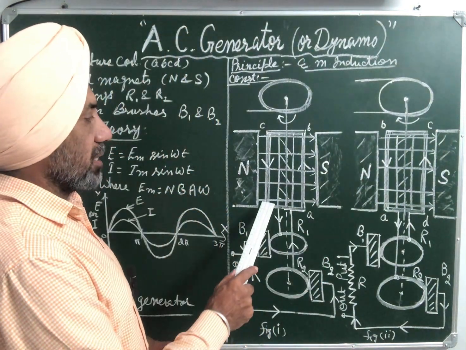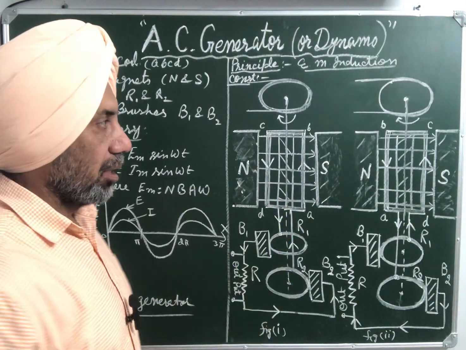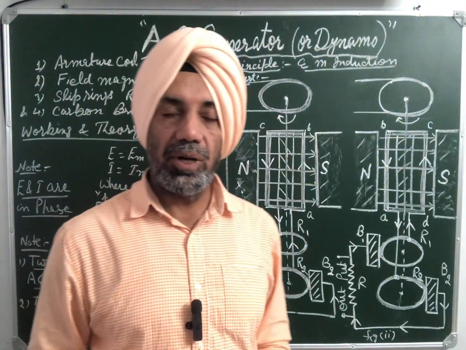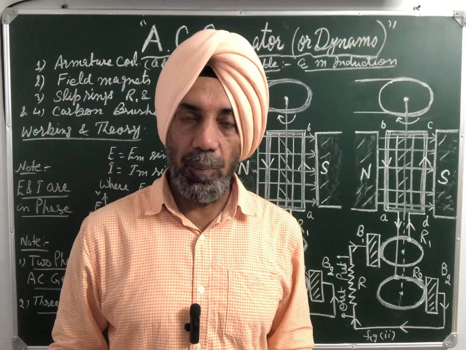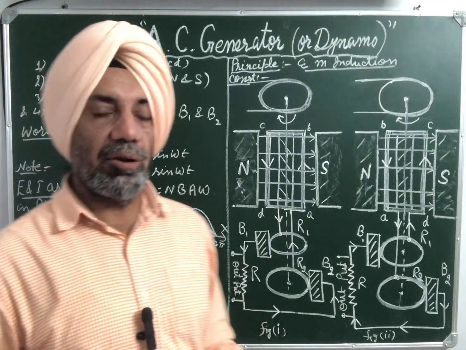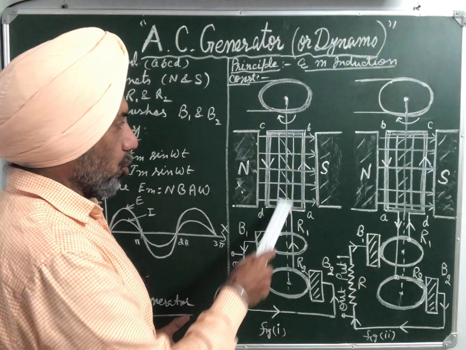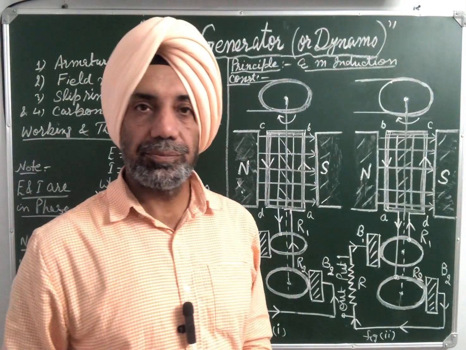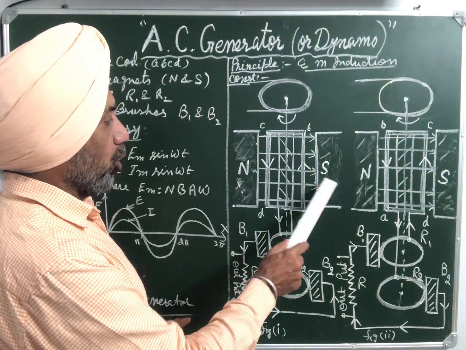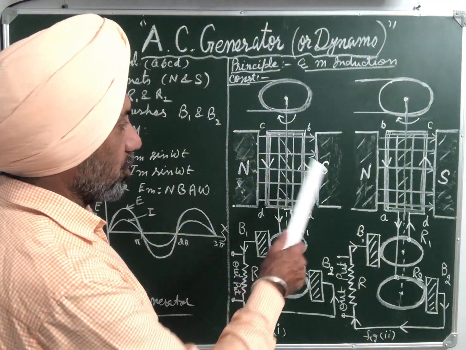First part is known as armature coil, ABCD. It consists of a copper wire having large number of turns wound in the form of rectangular or circular shape, wound on a soft iron core and capable of rotation about its axis between the two pole pieces of an electromagnet, north and south pole piece.